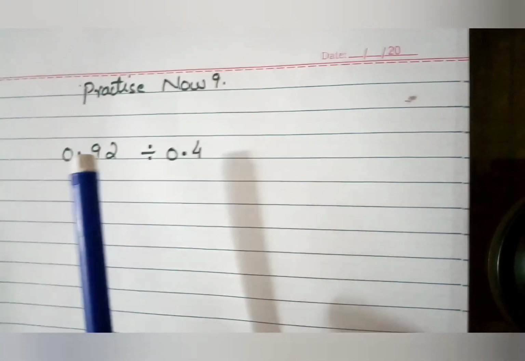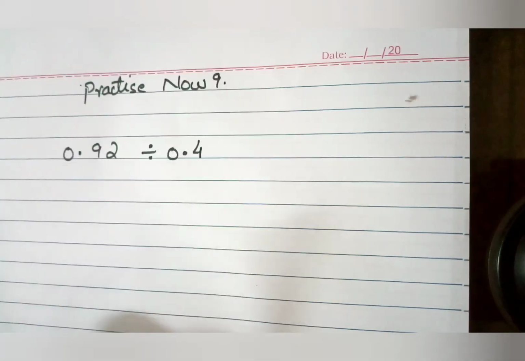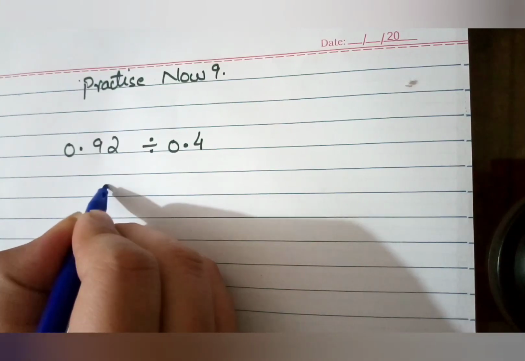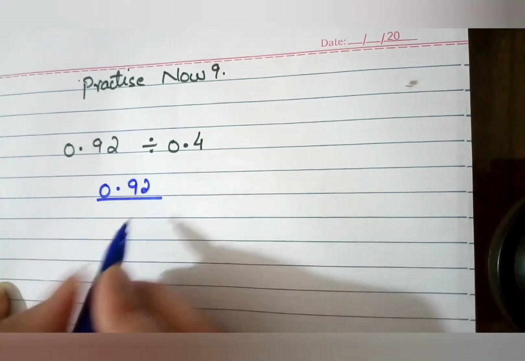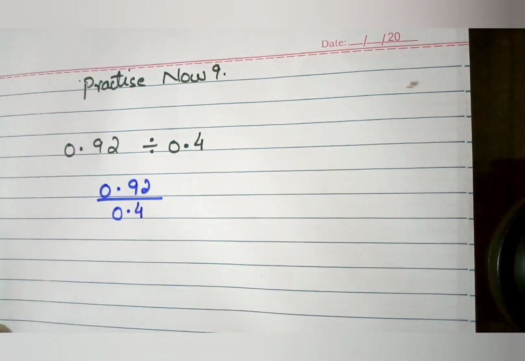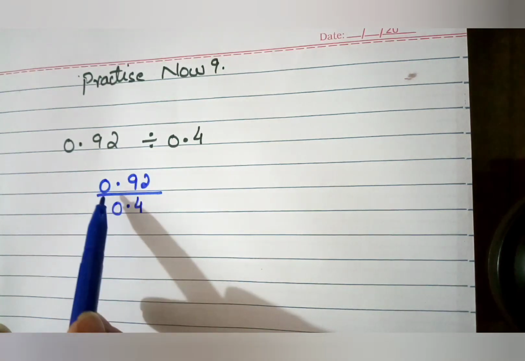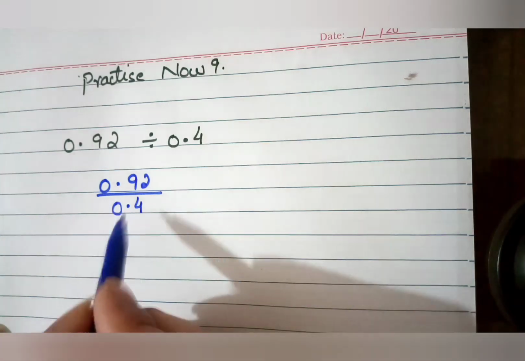Practice now 9 is related to division of two decimal terms. Firstly, we have to write this term in the form of a fraction: 0.92 divided by 0.4. So I just write this division sign in the form of a fraction. Now we will remove or shift this point.